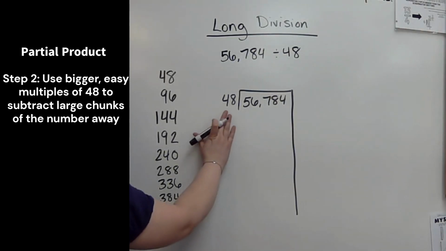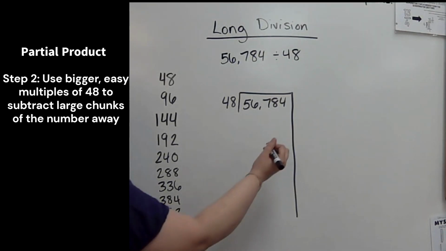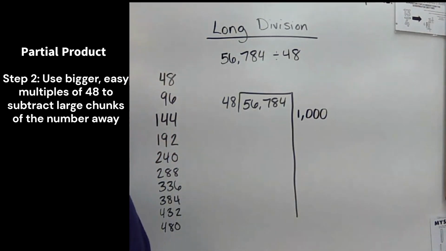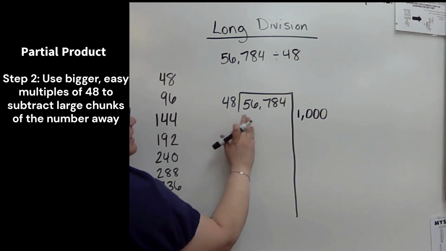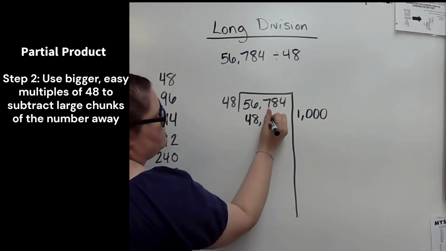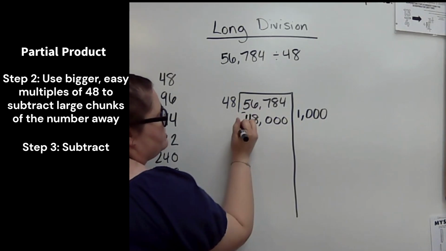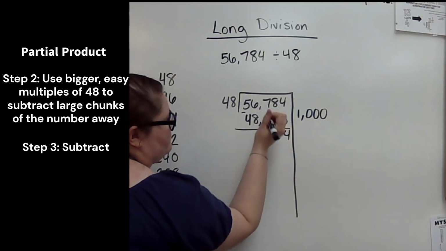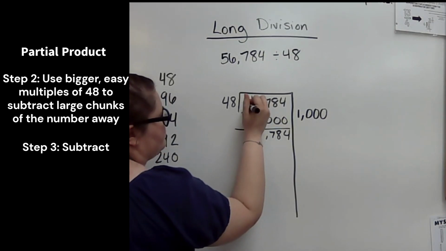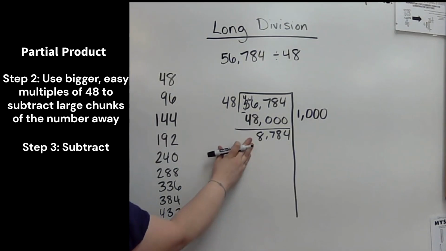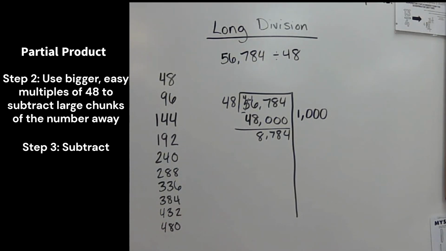Well, if I take this 48 times 1,000, that would give me 48,000 because I need 48 times 1, which is 48. And I would add those 3 zeros. And then I would subtract. I have to do a little bit of regrouping. And now I'm left with 8,784.